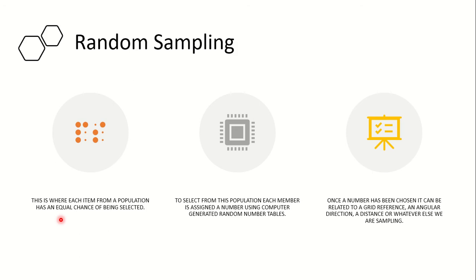So, random sampling first. This is where each item from a population that we're counting, remember the word population simply means the thing that we are counting. It doesn't mean people. It could be a population of insects, a population of plants, a population of pebbles that we've counted. This is where each item from a population has an equal chance of being selected. And this bit about equal chance of being selected is really important.